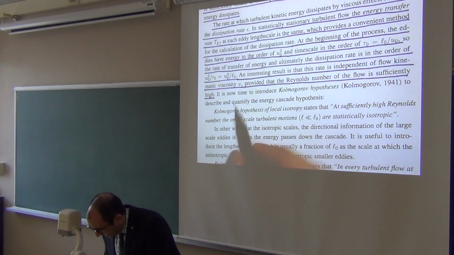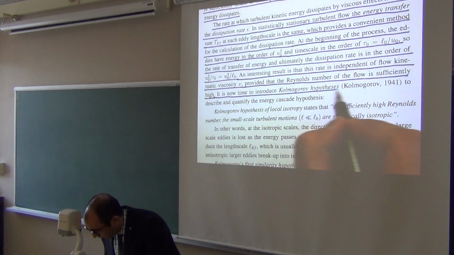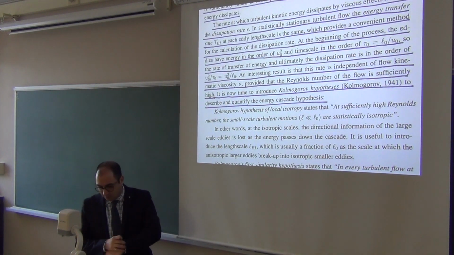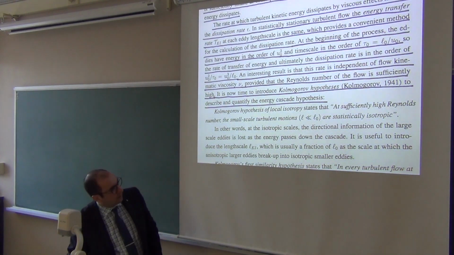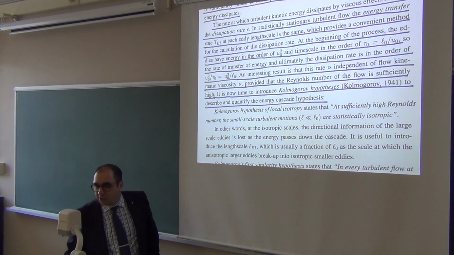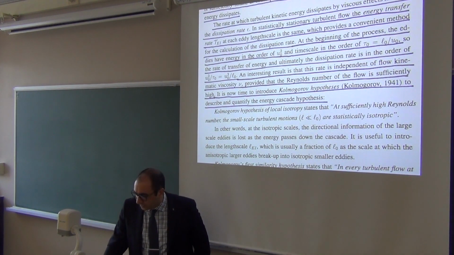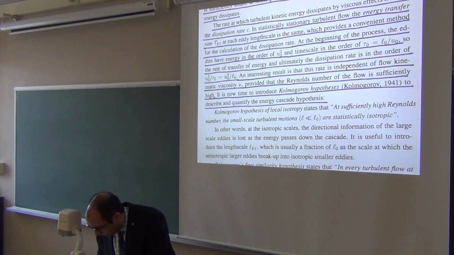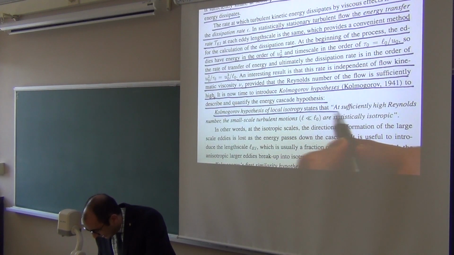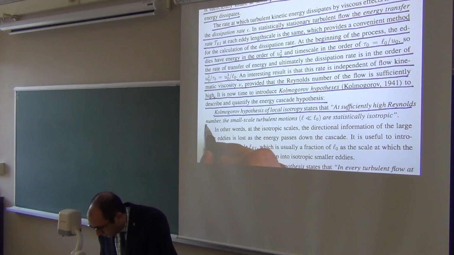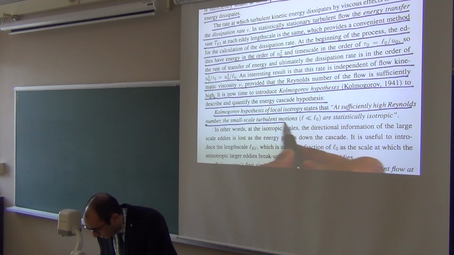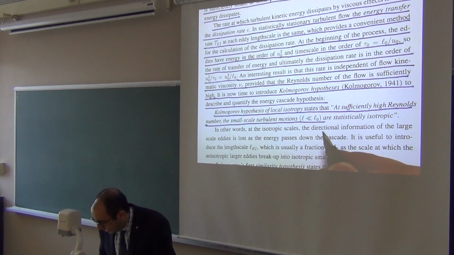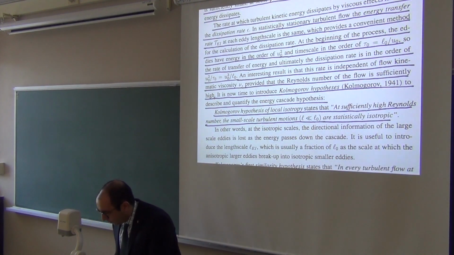Okay? Now is the time to introduce the Kolmogorov hypotheses that help you formulate this problem. Maybe I haven't the 5 minutes, so I'll just underline a few sentences and we look at the more details next time. Kolmogorov hypothesis of local isotropy states that at sufficiently large Reynolds number, the small scale turbulent motions, that means length scales that are much less than the big eddies, are statistically isotropic.